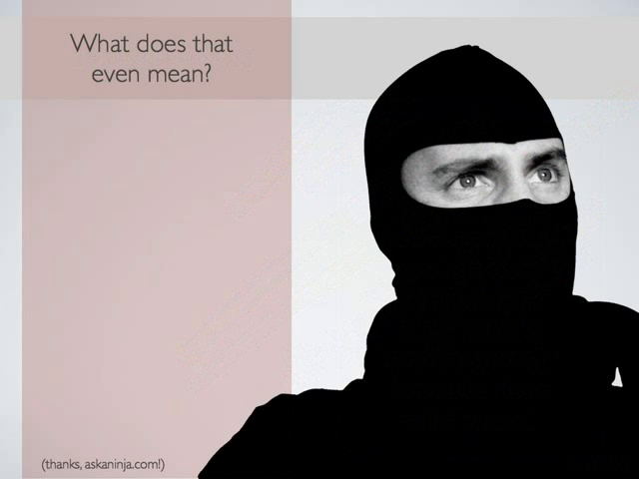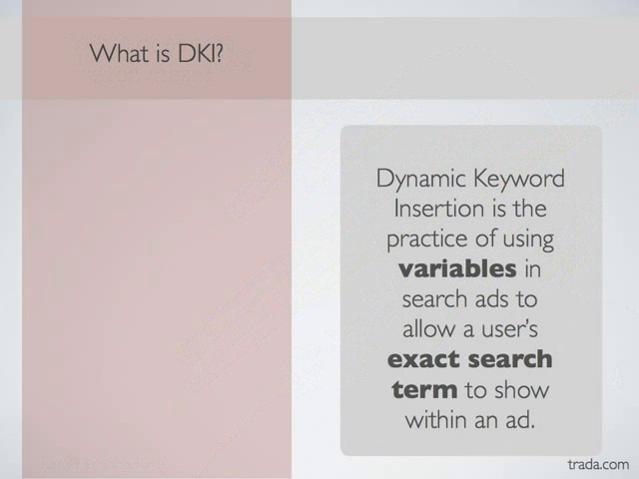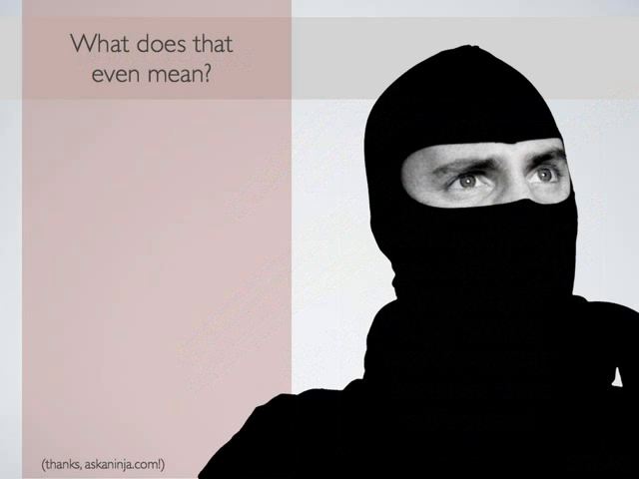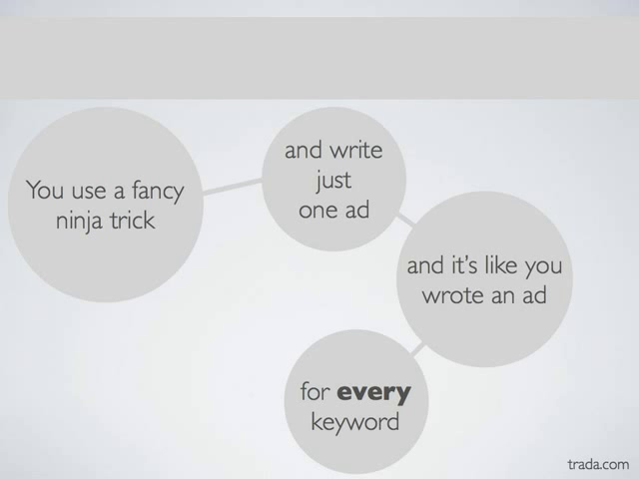So dynamic keyword insertion, let me go back here. Dynamic keyword insertion is the practice of using variables in search ads to allow a user's exact search term to show within the ad. So, okay, what does that really mean? It means that you use an awesome, fancy ninja trick and you write just one ad, and it's like you wrote an ad for every keyword.